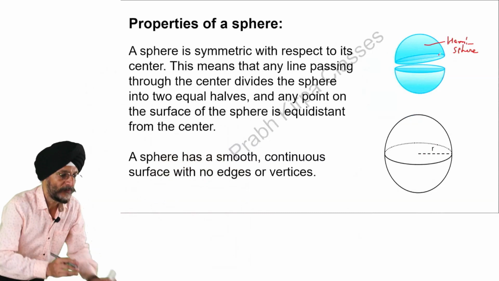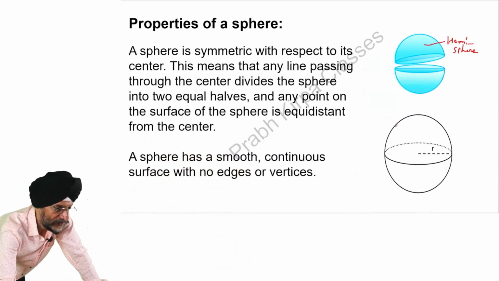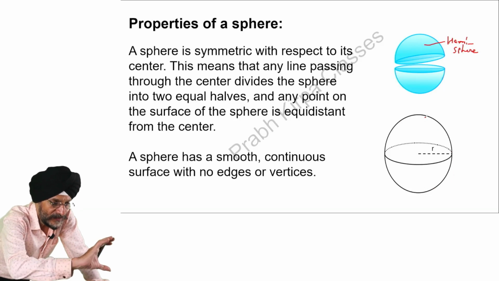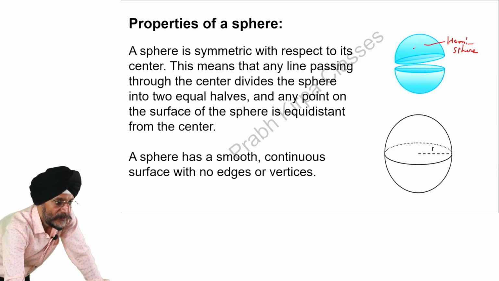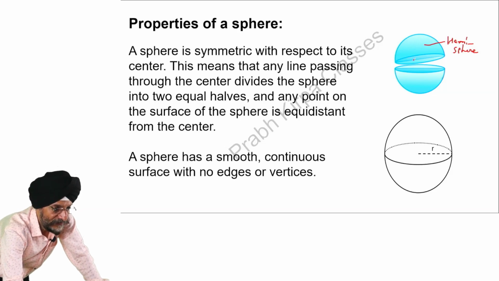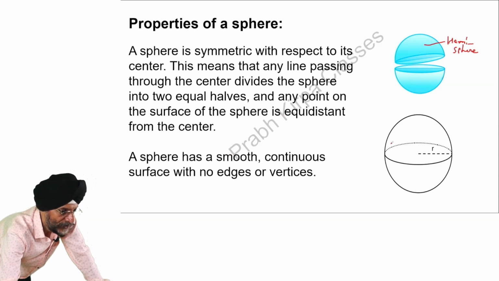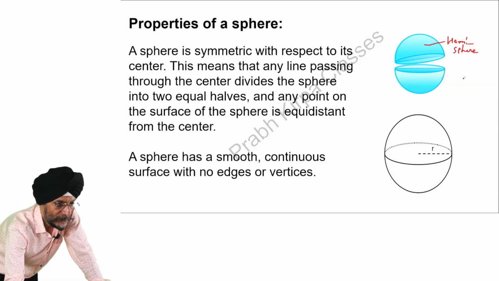You can see from the picture that while the sphere has only one face, that is curved face, the hemisphere has curved face as well as a flat base. A sphere has a smooth and continuous surface, you can see here, with no edges and vertices. Edges and vertices means such type of situation.